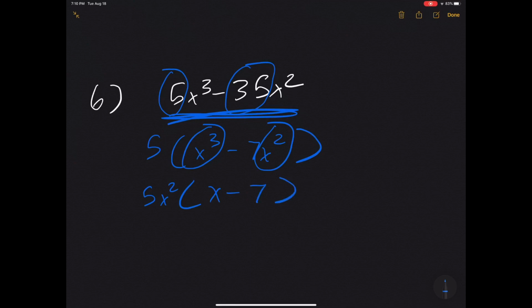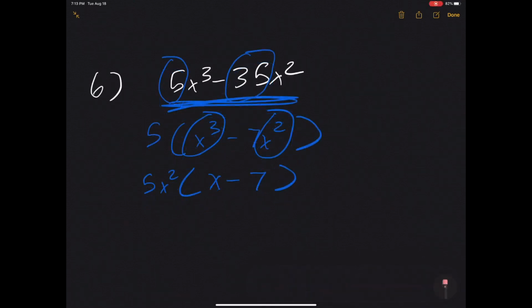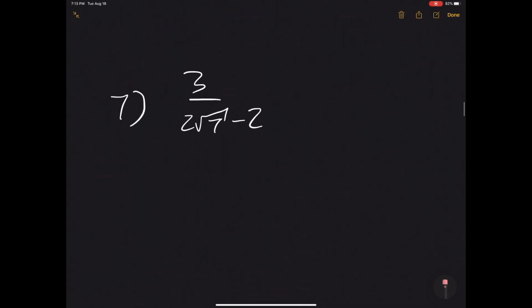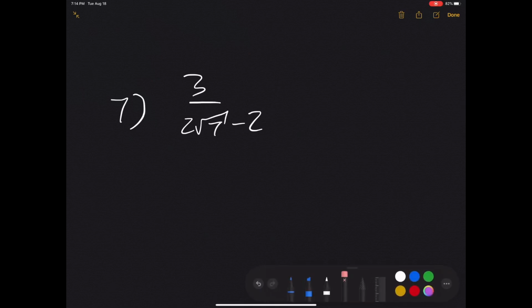And this is fully factored because x minus 7 is to the first power, so there's nothing to factor out here, and neither term has anything in common with the other, and 5x squared clearly can't be factored further, so this is just our solution. Now moving on to number 7. Number 7 is just a rationalizing the denominator problem, which is something that you have thought a lot about in the last couple weeks.